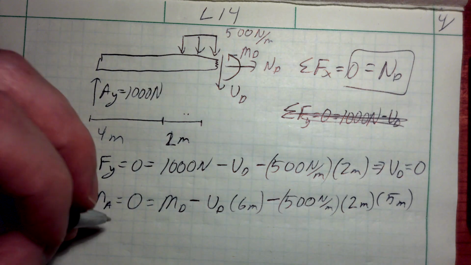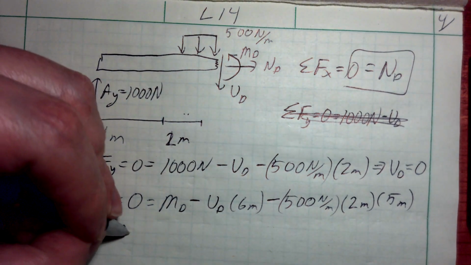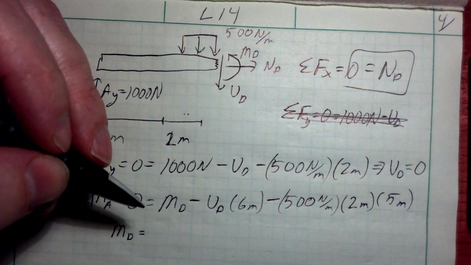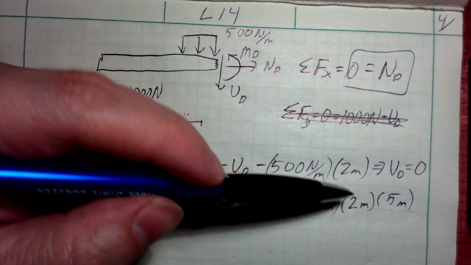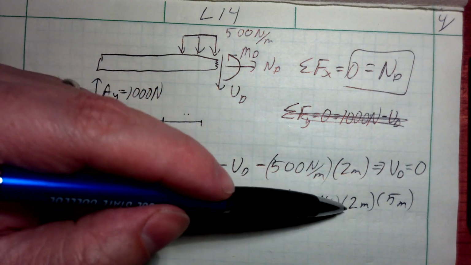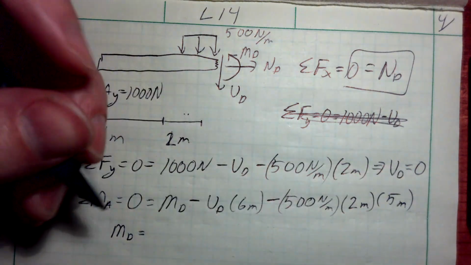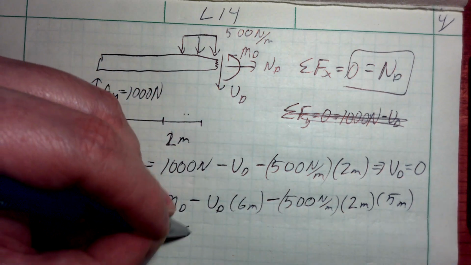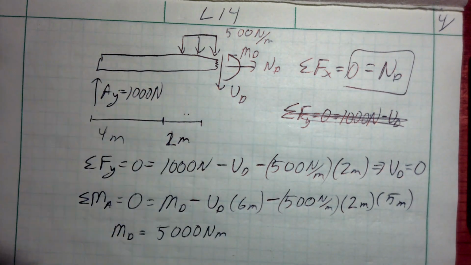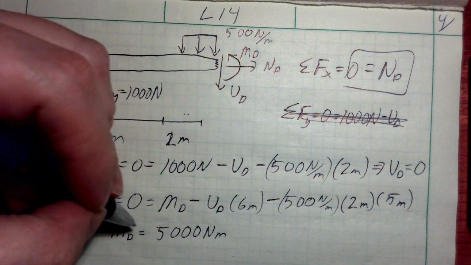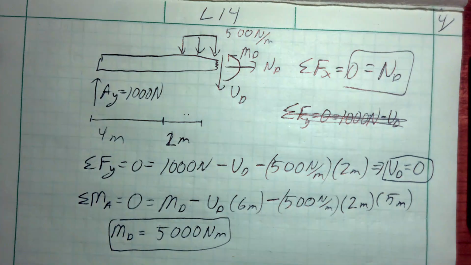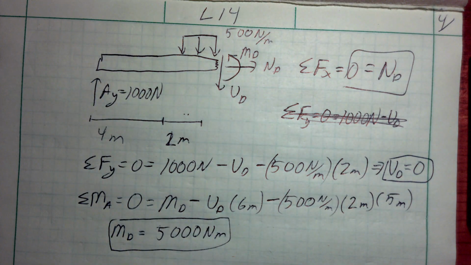So what do we get here? Let's solve for that moment at point D. This guy is 0. I'm going to have 500 times 2, that's 1,000 newtons, times 5 meters. It gets added to the other side of the equation, so that ends up being 5,000 newton meters as the value for the moment at point D. So that's my third answer at point D.